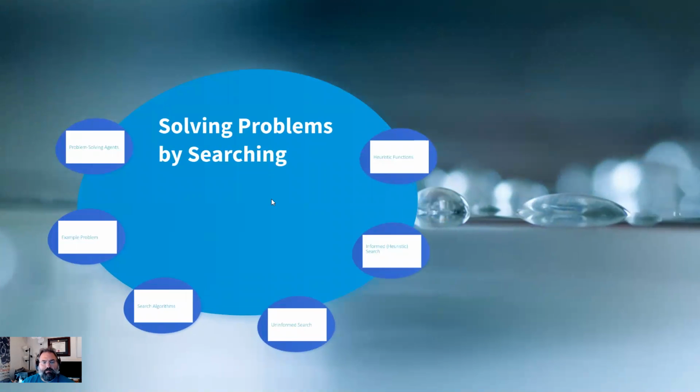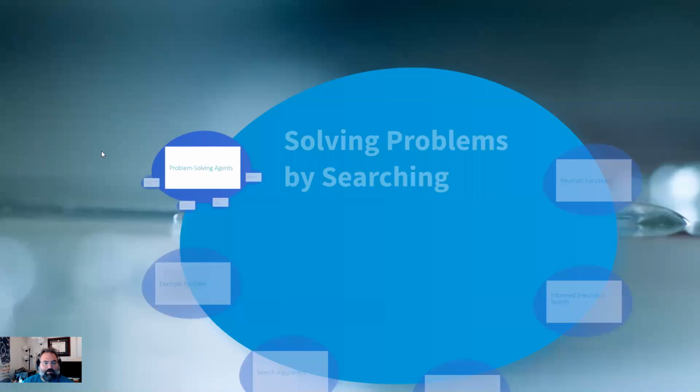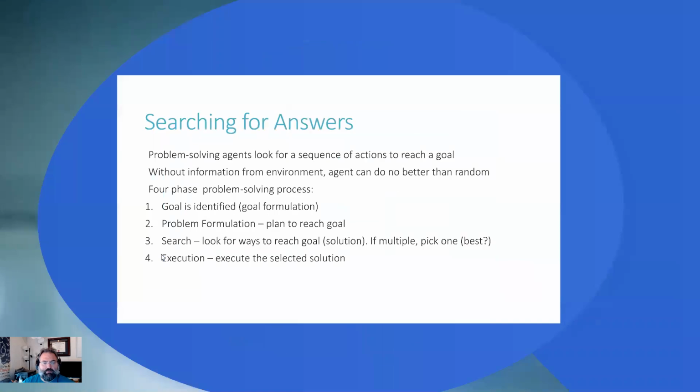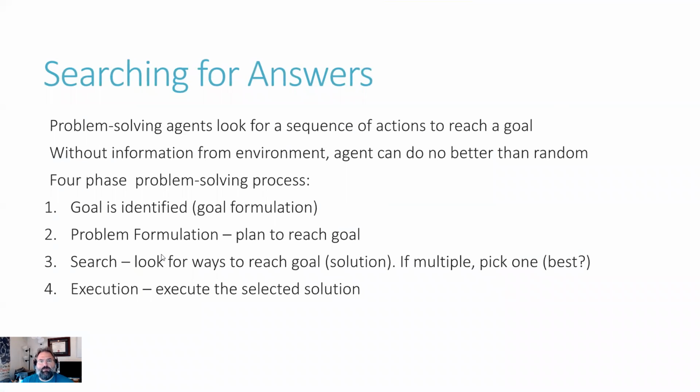Moving into solving problems using search. So we have this concept of problem solving agents, right? So what is that, right? So drilling in, they're basically looking for answers. And they're going to look for a sequence of actions that let them reach the goal. So it's basically figuring out what things need to happen to get to the goal state.